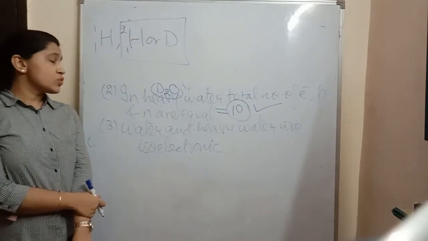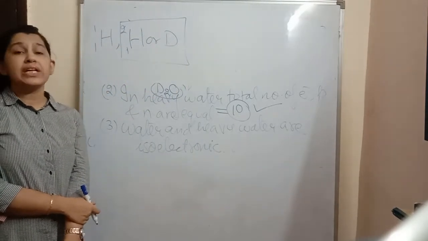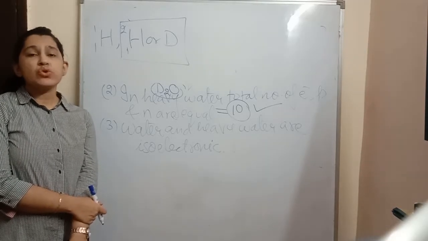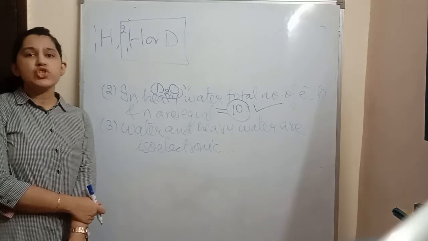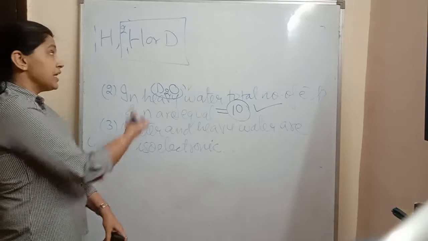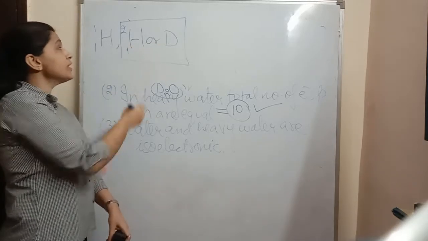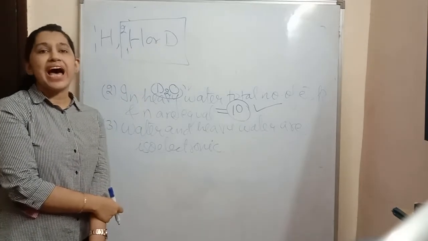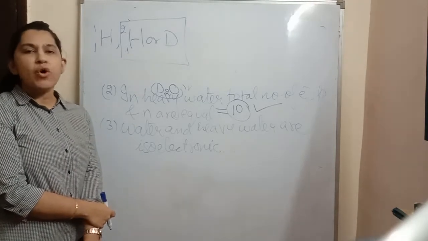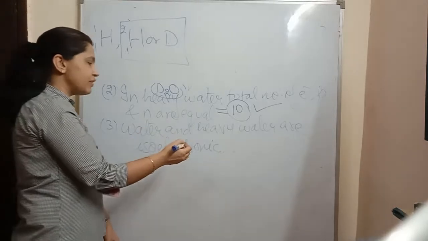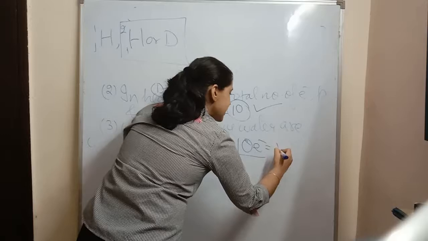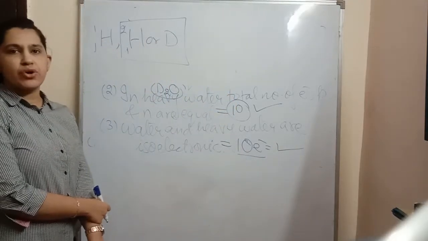And the third statement is: water and heavy water are isoelectronic. What is the meaning of isoelectronic? Isoelectronic means with the same total number of electrons. As we have seen, hydrogen and heavy hydrogen are isotopes. They have the same atomic number. That means the electrons are also the same. Both water and heavy water have 10 electrons. That means yes, they are isoelectronic.